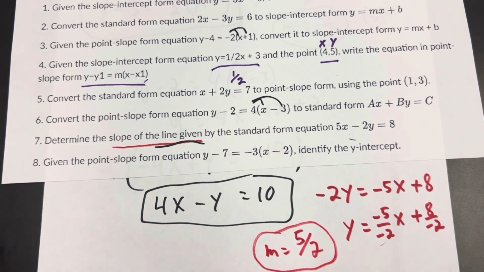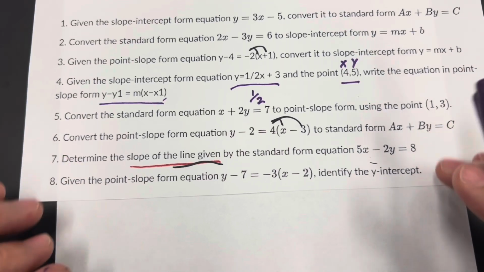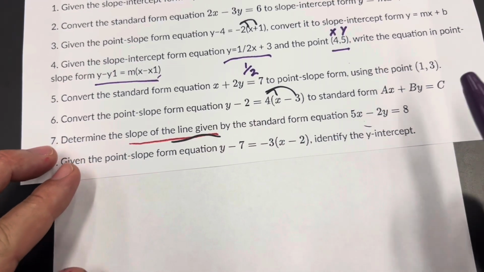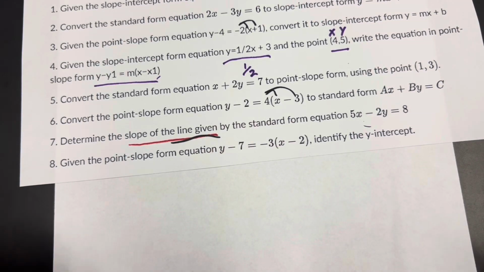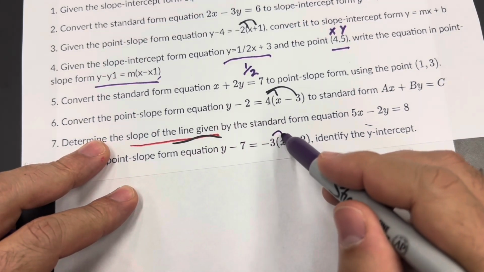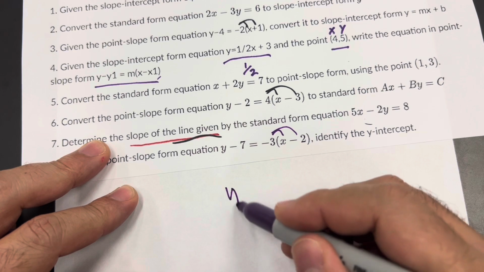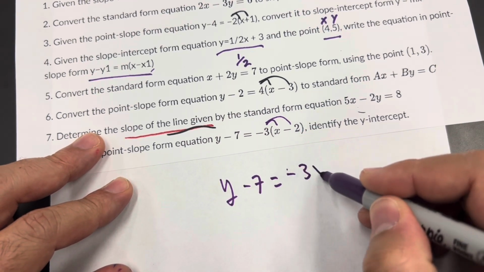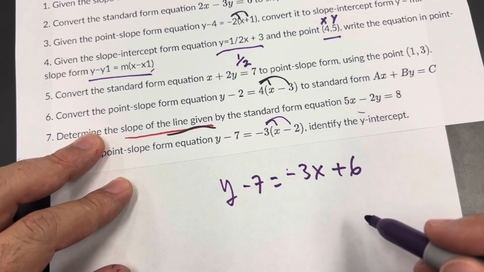Okay, that's it. So let's do the last one. The last one is number 8. Given the point-slope form equation, here you have point-slope, identify the y-intercept. So for the y-intercept, now we do, remember, this times this times this. y minus 7 is equal to minus 3x plus 6.